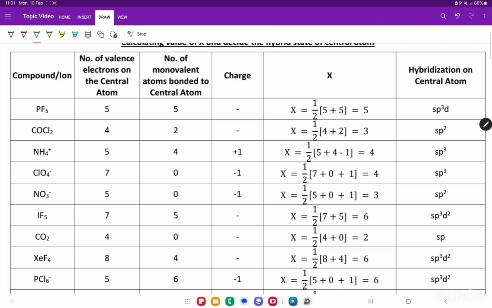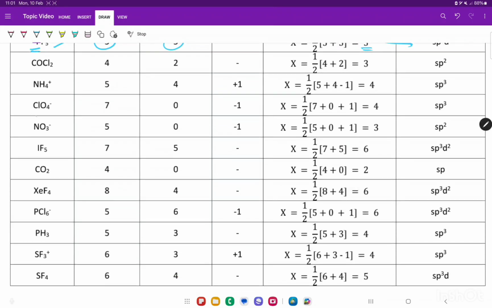Same way, you can find out the hybridization in PF5. Phosphorus is the central atom having 5 valence electrons. Surrounding atoms are monovalent, 5. There is no charge, therefore x equals half of 5 plus 5, that equals 5. Hybridization sp3d.